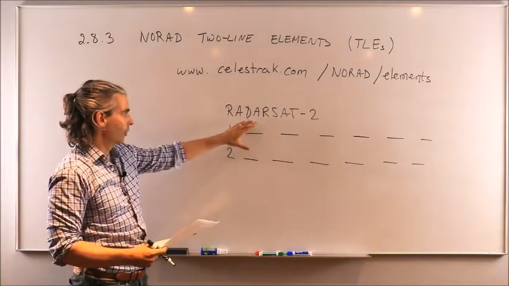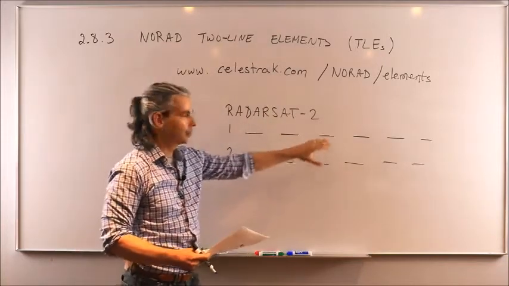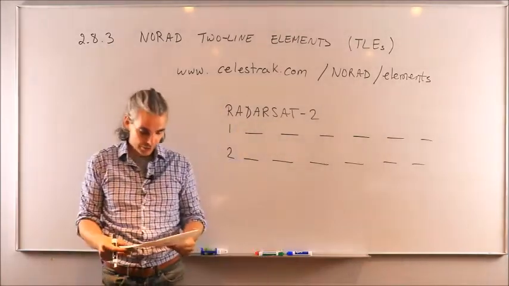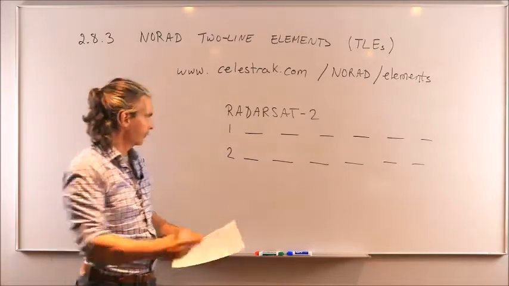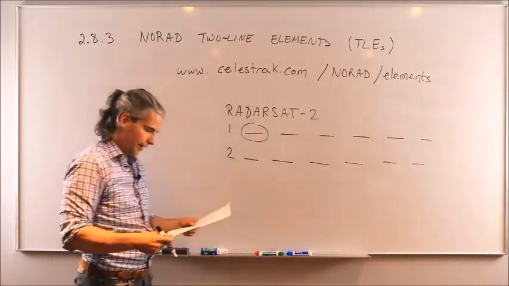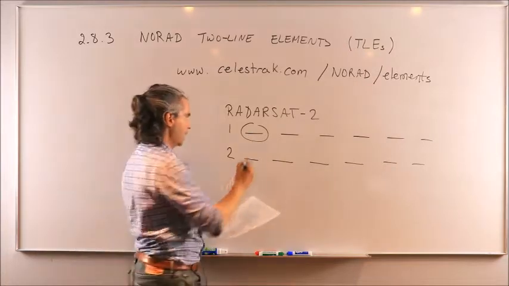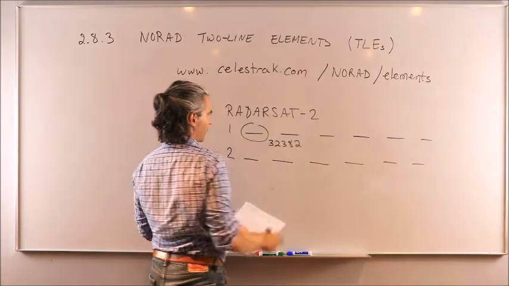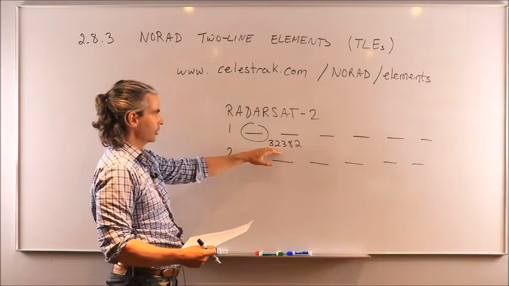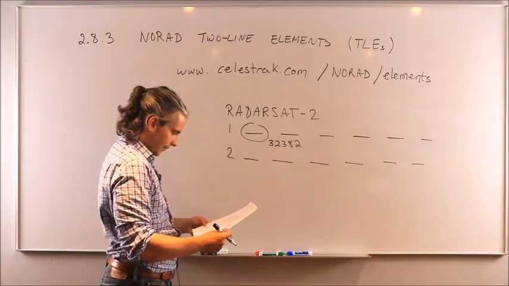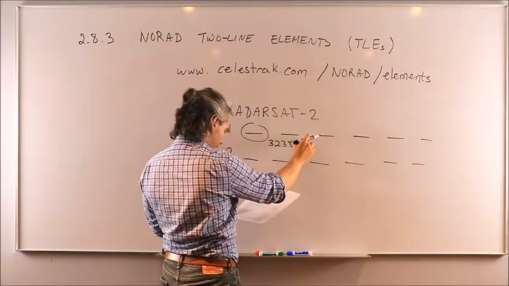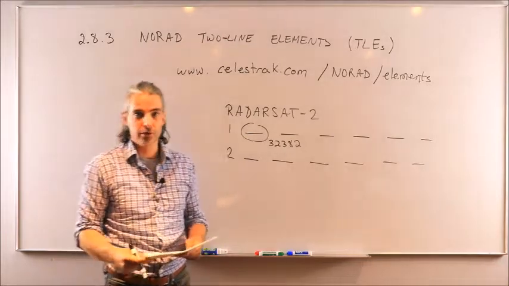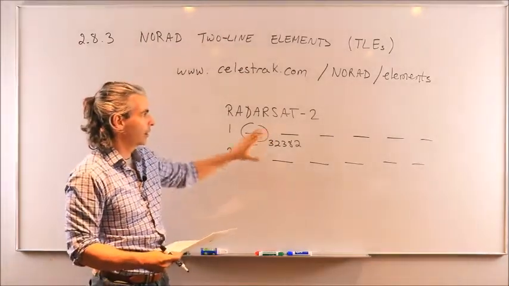I'm not going to go over all the details of each entry contained in those two lines, because some of them are way beyond the scope of this course. But for example, the first entry here is the satellite number. So for RadarSat-2, it happens to be like 32,382, probably related to the number of the launch for this particular satellite. Next to it, we have the international designator, which is 07061A. Okay, that doesn't really help us. It's good to know, but that's not what we are interested in, right?